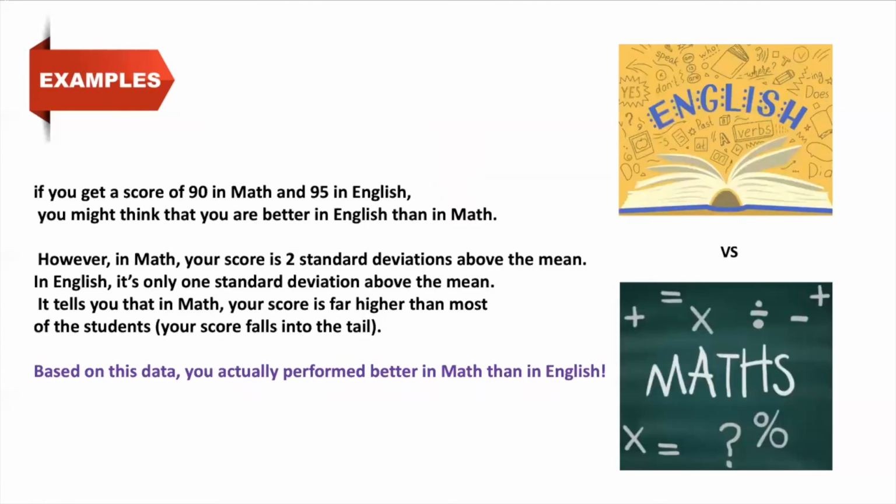Now you understand the shape of the bell curve with respect to the properties. So we will look into a real life example of normal distribution. Let us say you get a score of 90 in maths and 95 in English. You might think you are better in English than in maths. However, in maths, your score is two standard deviations above the mean, and in English, it is only one standard deviation above the mean. So it tells you that in maths, your score is far higher than most of the students as your score falls into the tail of the curve. Based on this reasoning, you can say that you performed better in maths than in English.